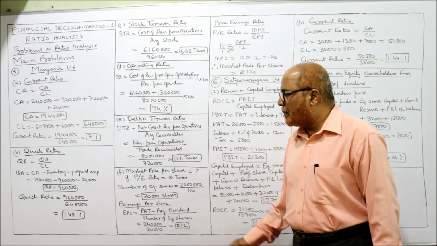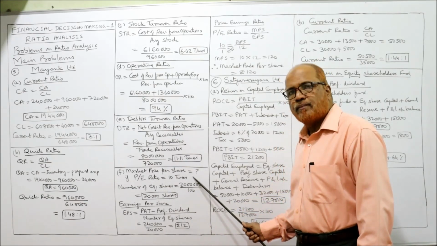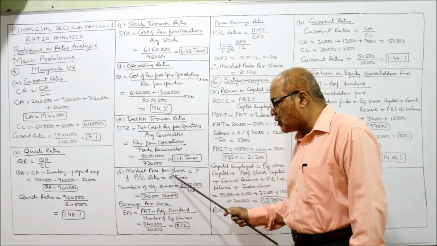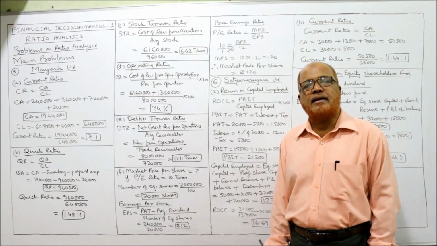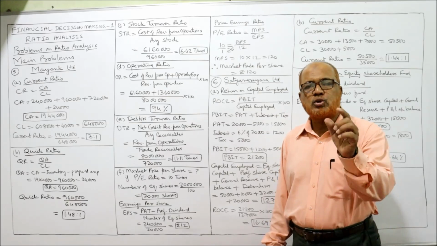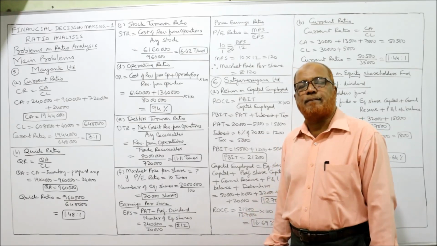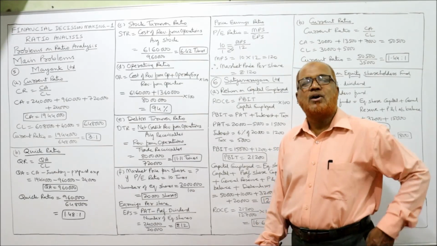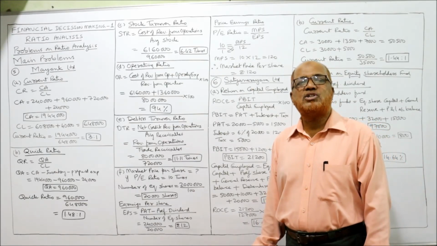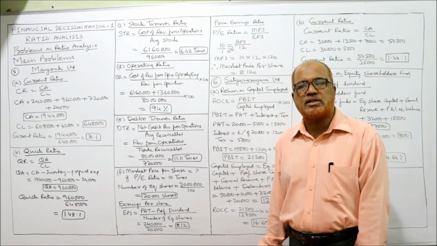The next is: what is the market price per share if the price earning ratio is 10 times? See here, this is the first time we are applying this ratio. We need to find out the market price per share when the PE ratio, price earning ratio, is 10 times. First of all, we need to know how many equity shares there are.